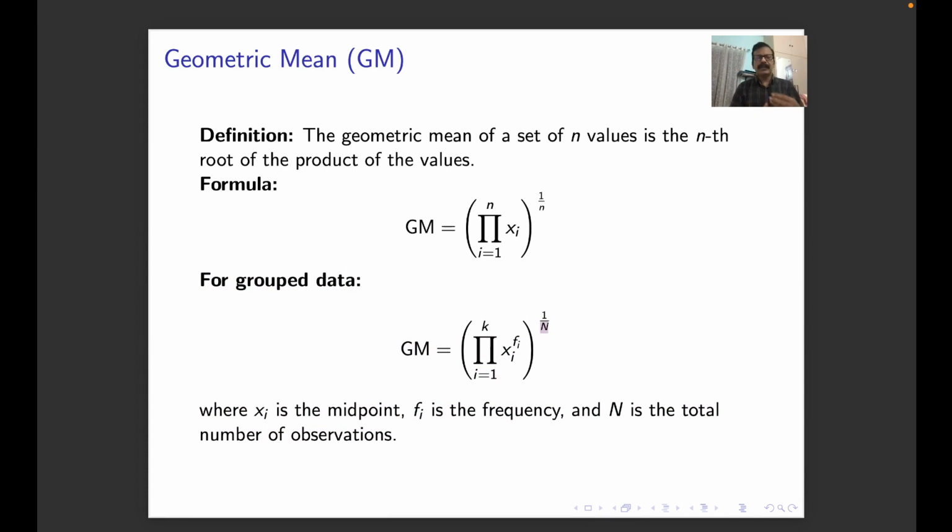So x1 raised to f1, x2 raised to f2, etc. xk raised to fk, the product. Here, since we have k classes, the whole raised to 1 by N, where capital N is the total frequency or total number of observations. Capital N is the total number of observations.